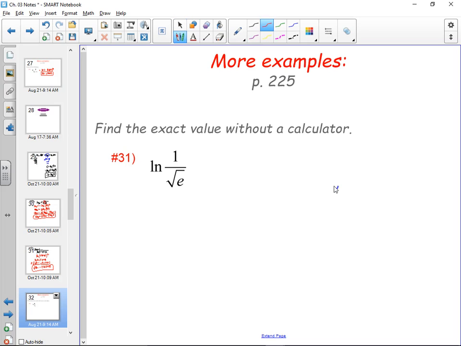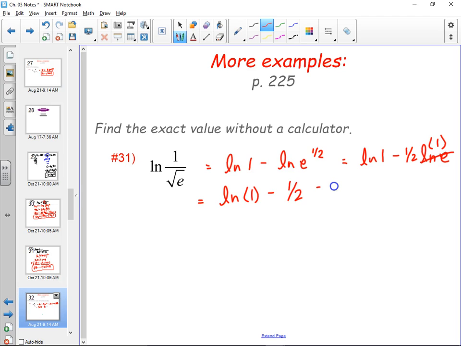You did subtract, right? ln 1 minus ln e to the 1/2, then what? ln 1 minus 1/2 ln e. ln e, log base e of e, is just 1. ln of 1, any logarithm of 1, is 0.